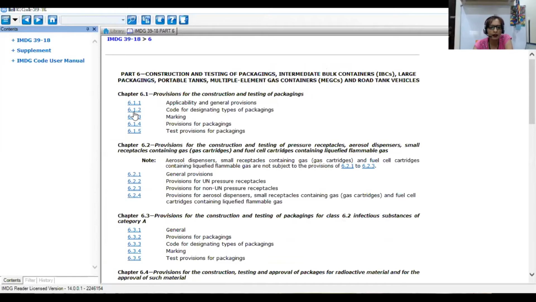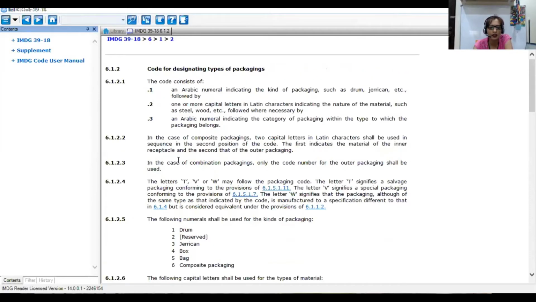So it starts with that, and then it talks about the codes that are designating. Meaning to say, the code for designating the types of packages consists of, first, a code of an Arabic numeral, which means our numbers. Anyway, those numbers 1, 2, 3, 4, 5, are talking about the type of package that it is describing. And then one or more capital letters in Latin, that means the alphabets, the ABCD, indicating what the packaging is made out of.